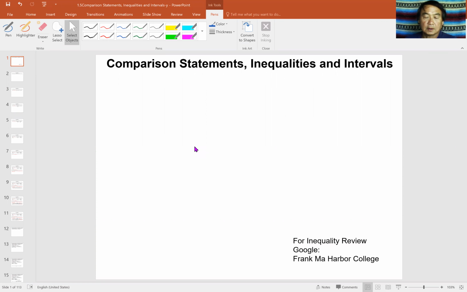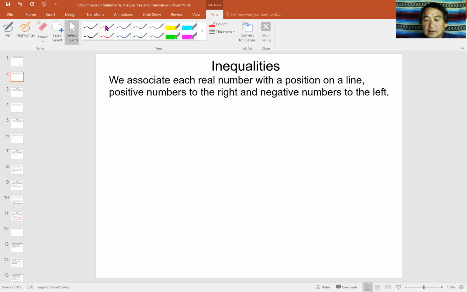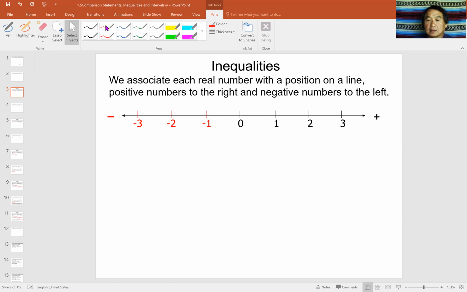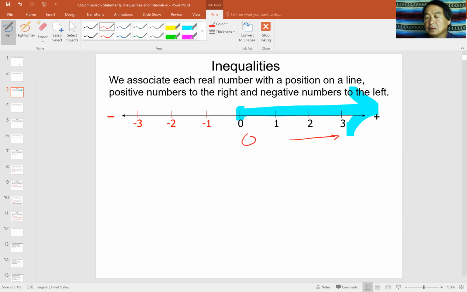So we're going to change the stage a little bit. Let me start off by reviewing the real line. We associate each number with a position on the line, and it looks like this. Basically, it's a generalization of a ruler. A ruler usually measures pointing in a direction, starting with zero. The direction the ruler points at is the positive direction.